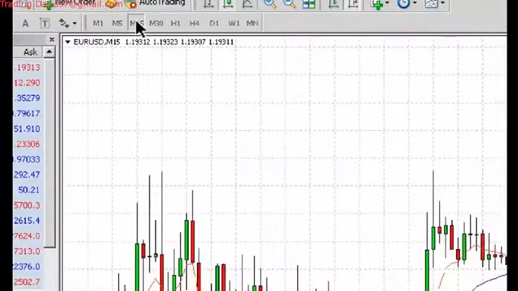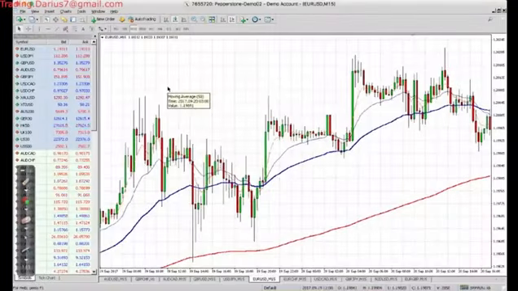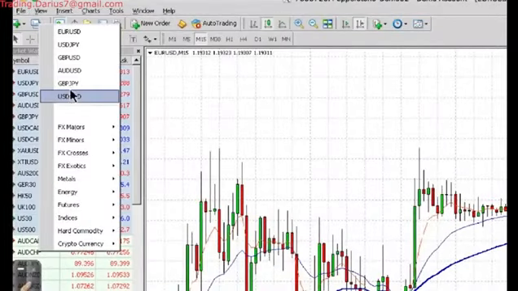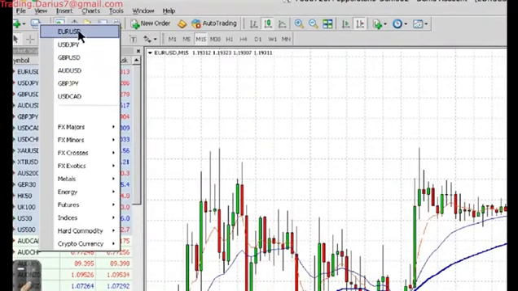So I'm going to go to M15 first. And what I'm going to do is I'm going to open up a new chart. All right, I'm going to file, new chart. And I can select any pair. So I'm going to select the EURUSD.